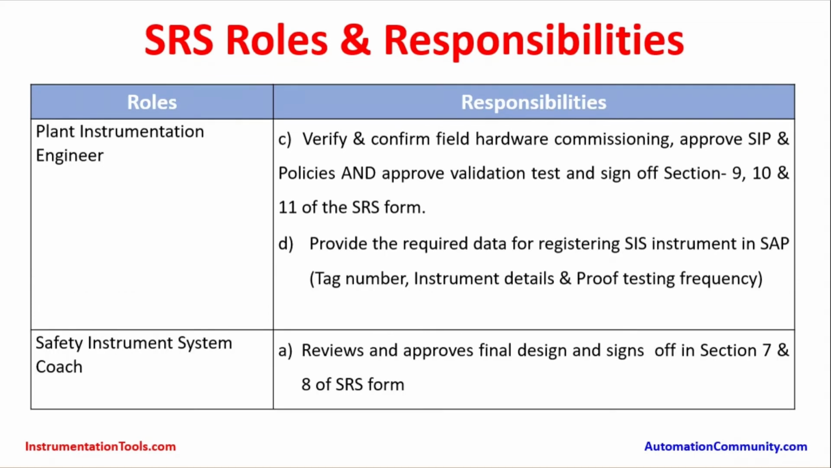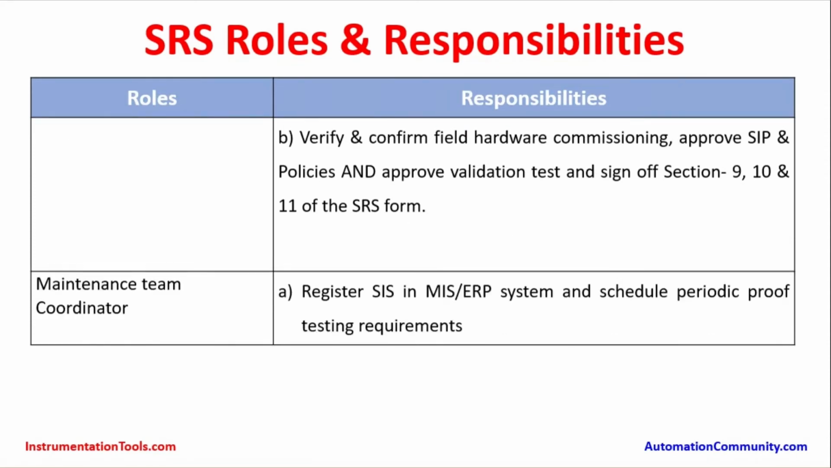Similar to the plant instrumentation engineers, the instrument system coach will review and approve the final design in sections 7 and 8, as well as support in doing the commissioning, approve the SIP and approve the validation test and sign off sections 9, 10, and 11 of the SRS form. Though the activities are similar, the instrument system coach will have better knowledge and higher exposure to the safety instrumented system. So they will review and provide the required details, and wherever any corrections or updates are required, he will recommend them.